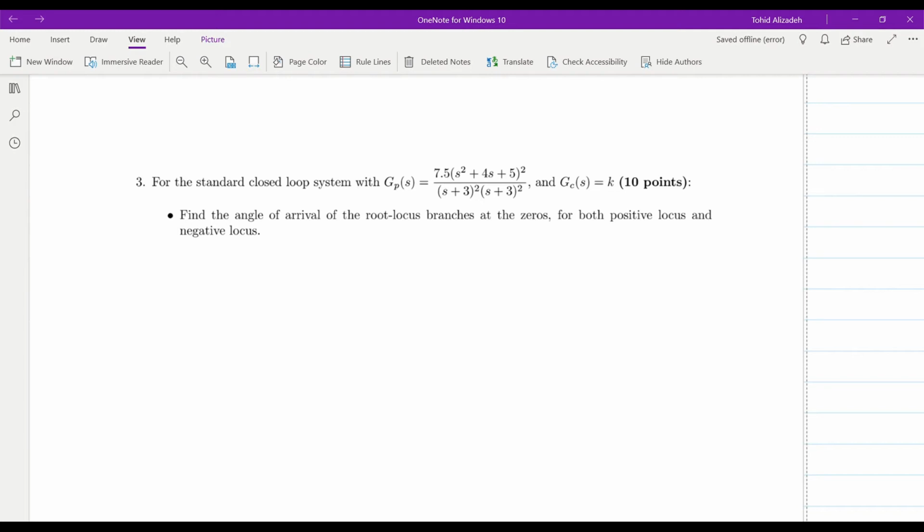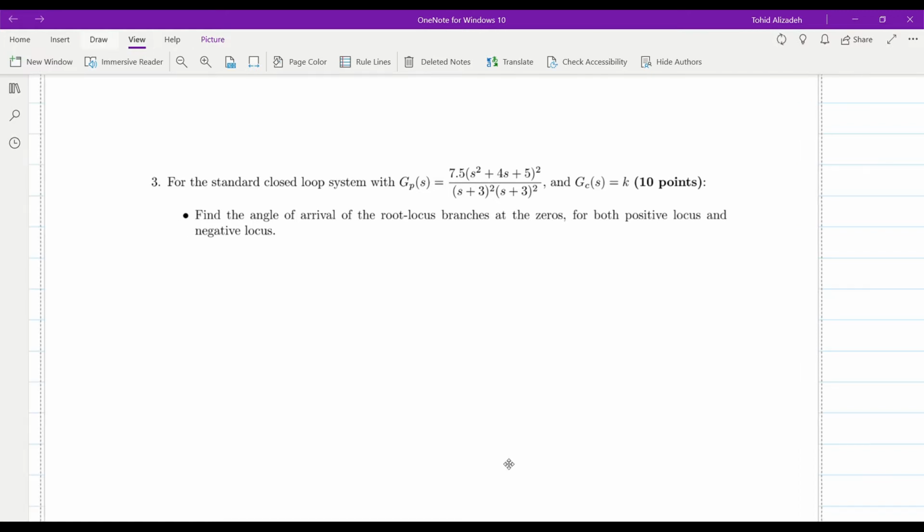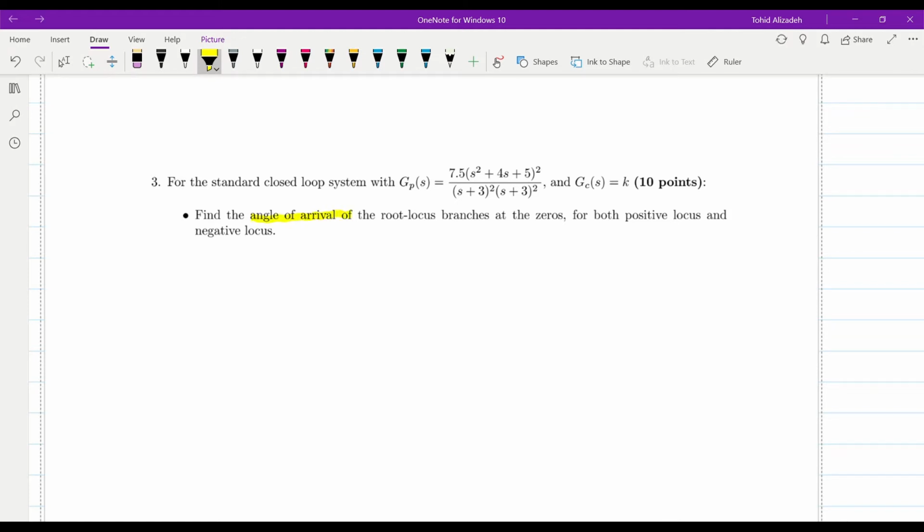Hello everyone. In this video I'm going to show you how to solve problem number 3 and 4 of the midterm exam. For problem number 3 we need to find the angle of arrival of the root locus branches at the zeros, both for the positive locus and the negative locus.